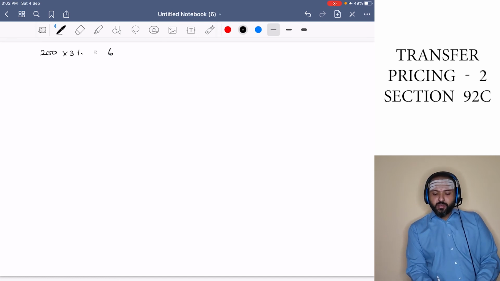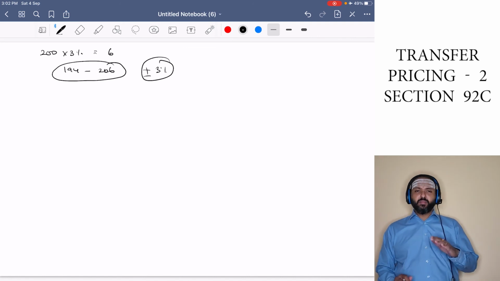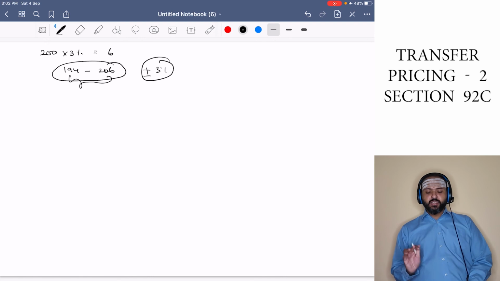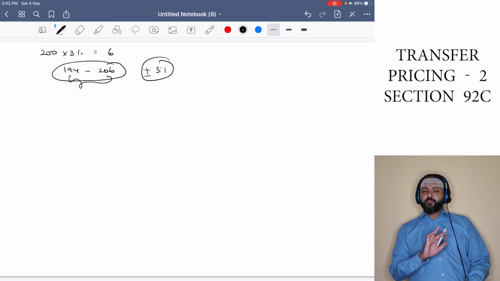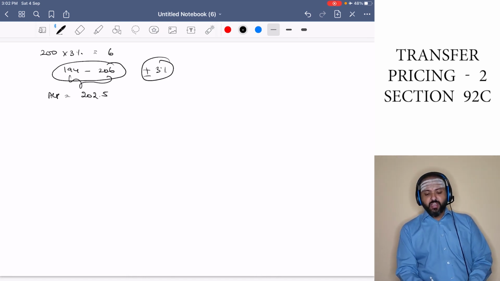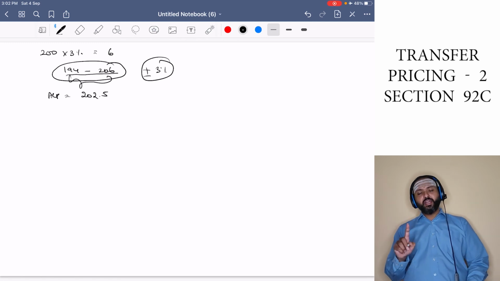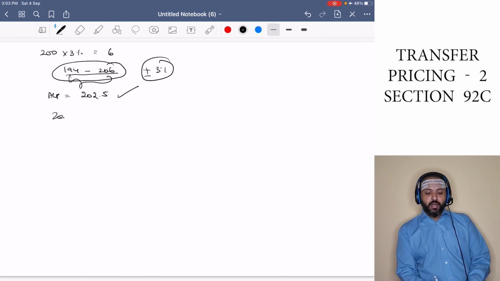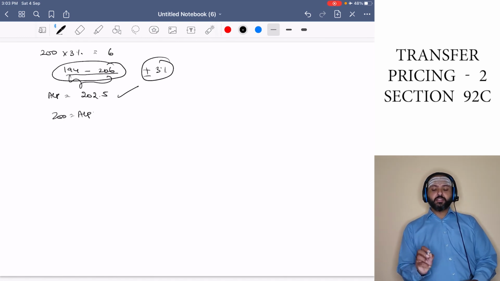So if the price is between 194 rupees and 206 rupees, this is the tolerance band, plus or minus 3%. It can be less by 3% or more by 3%, not a problem. If my price is within this limit, then I am fine. What is the arm's length price? Arm's length price is 202.5. Is this 202.5 within the bandwidth of 194 to 206? Yes. Therefore, 200 will be the arm's length price.